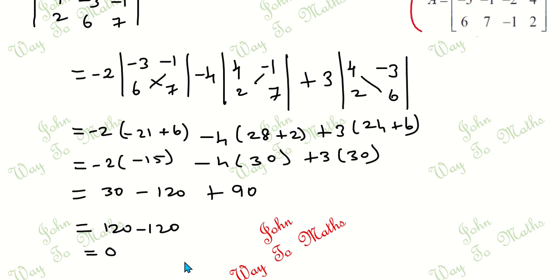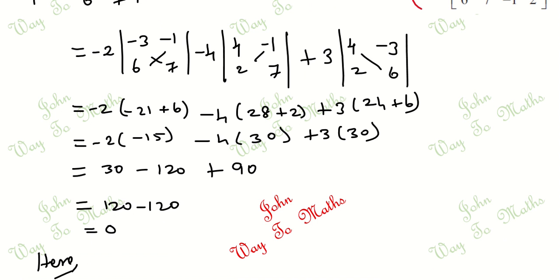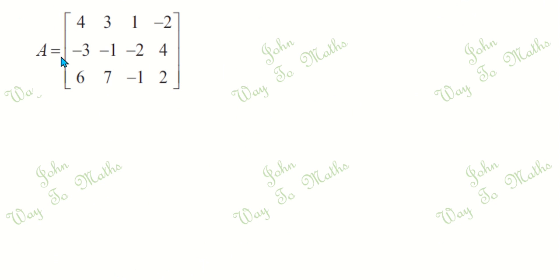Therefore here all the 3 by 3 matrices have determinant 0, so therefore the rank of A does not equal 3. Next I am going to check the 2 by 2 matrix. So I am going to take the original A matrix. I am going to check in a 2 by 2 matrix.